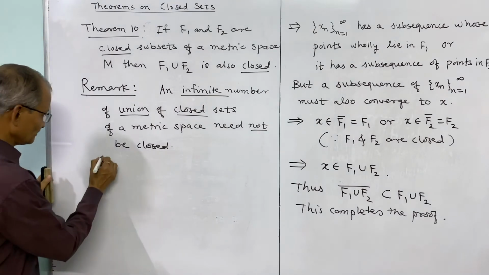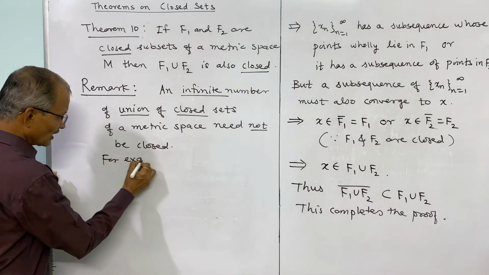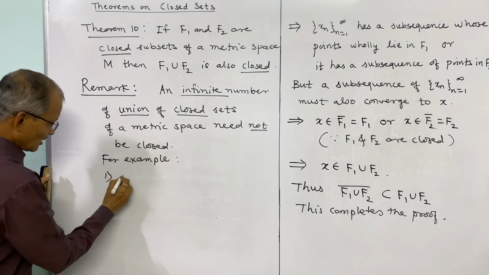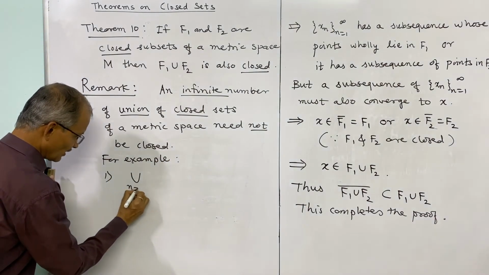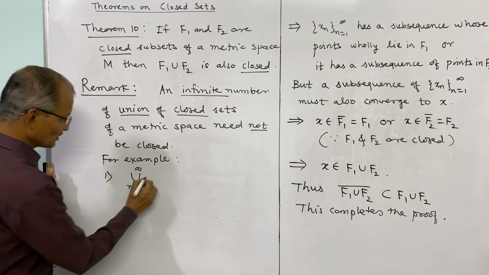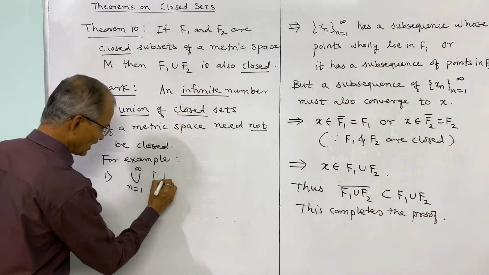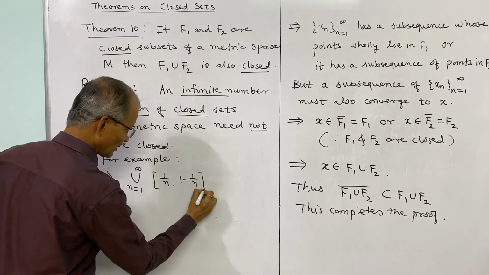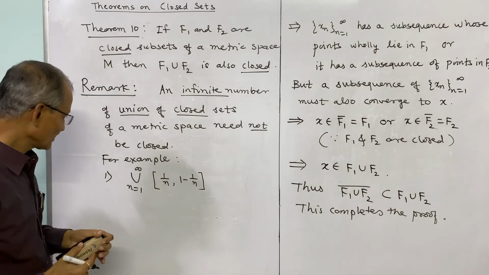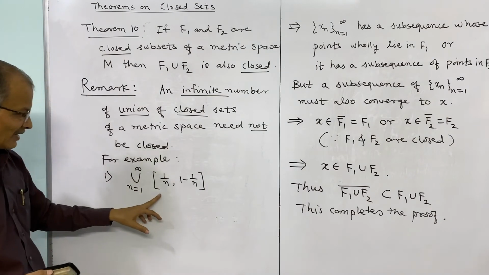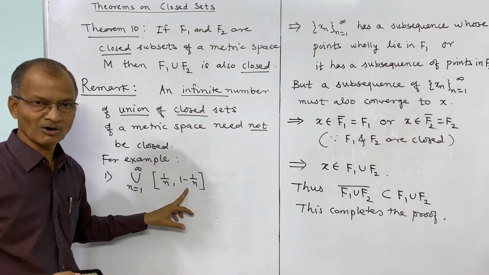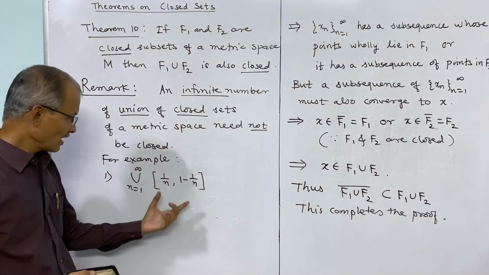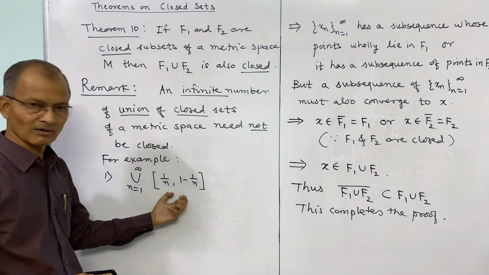For example, we can consider this example. First, the union of n taking values 1 to infinity of this set, say [1/n, 1 - 1/n]. What will be this union? Now you see it is infinite, and each set is closed, because we have earlier seen that closed intervals are closed sets, and therefore these are closed sets.